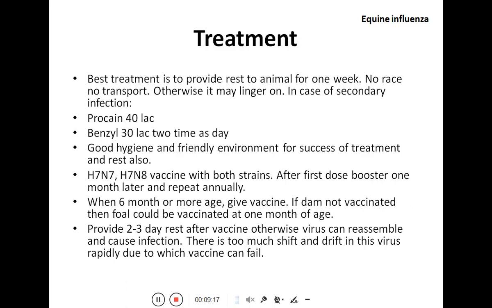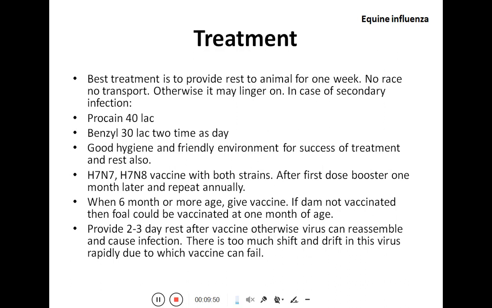Coming toward the treatment, the best treatment is to provide rest to the animal for 1 week, and no race should be done with the animal, no transportation of the animal, otherwise it may linger on. In case of secondary infection, we can give the antibiotic procaine benzyl penicillin 2 times a day, and good hygiene and a friendly environment are needed for the success of the treatment. And we should give rest to the animal also.